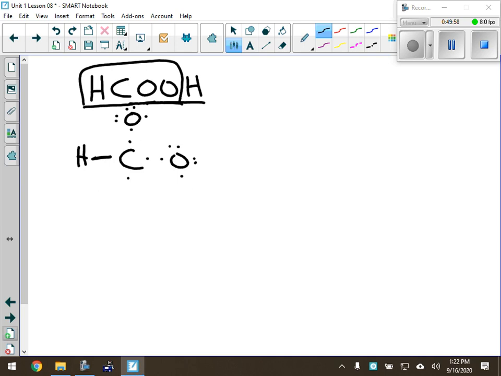So again, I look at this and I say, okay, I need to make a molecule, so I need to connect these two and these two. And now, look, can I make a double bond here somewhere?